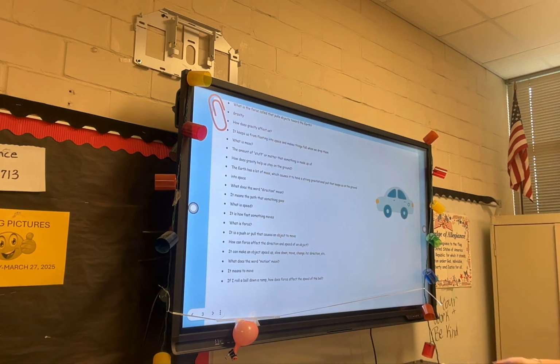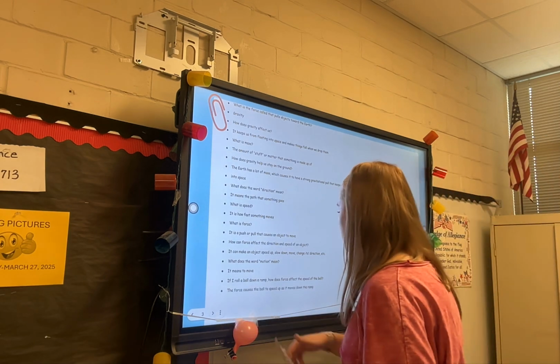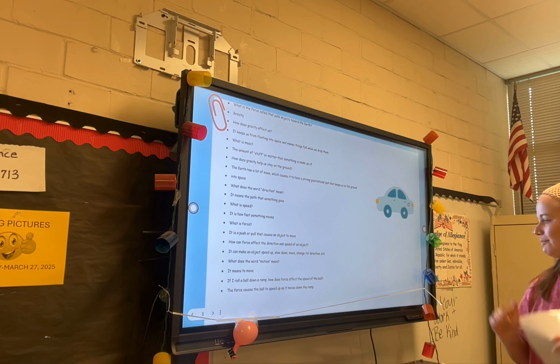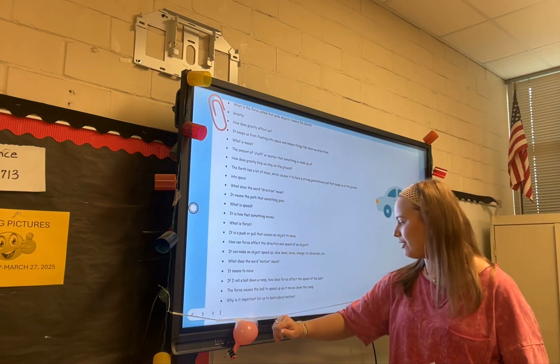So if I build a ramp, everyone knows what a ramp is, right? If I put a ball at the top of the ramp and I roll it, how does force affect its speed? What's going to happen to that ball's speed when it goes down the ramp, Bracklin? It's going to make it go fast. Yeah, I love it. So the force causes the ball to speed up as it moves down the ramp.